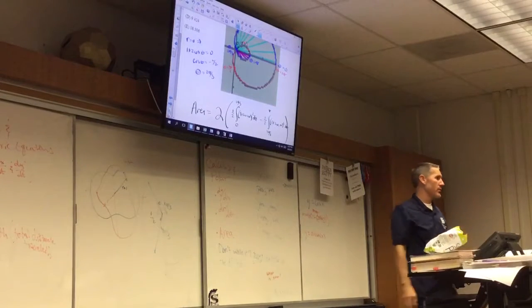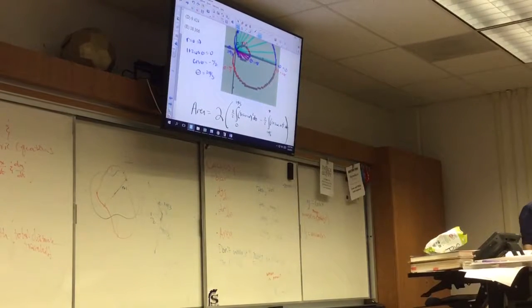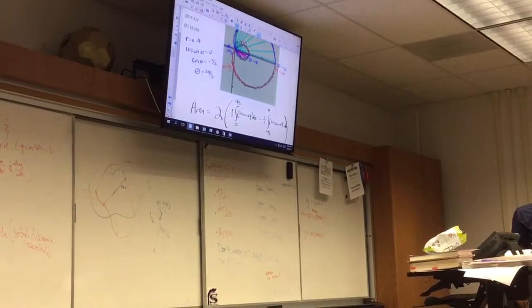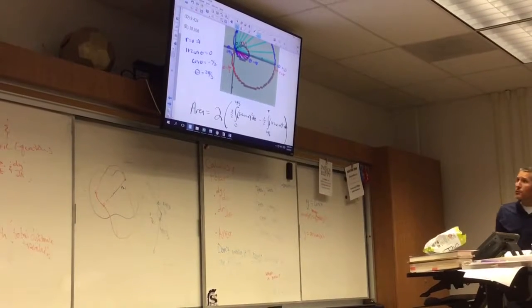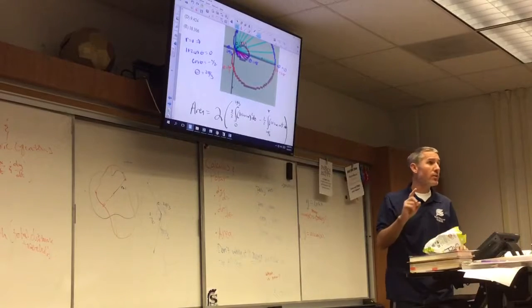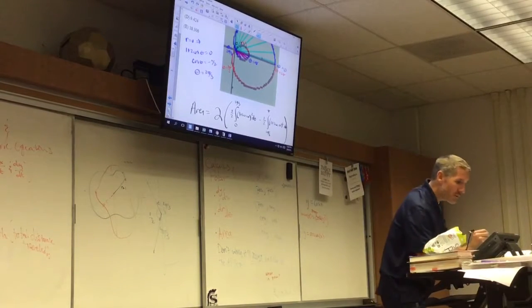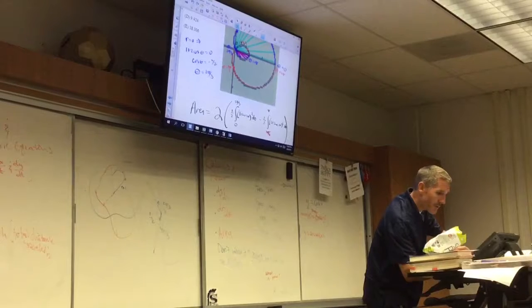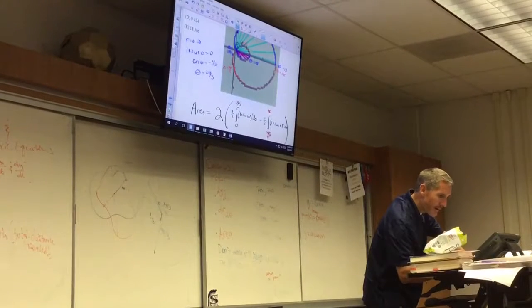Setup, that's what I would do. Does it make sense to you? Yeah. Now, what others would do, which is still correct, is they would take, instead of going from 2 pi over 3 to pi, they would go from pi to 4 pi over 3.